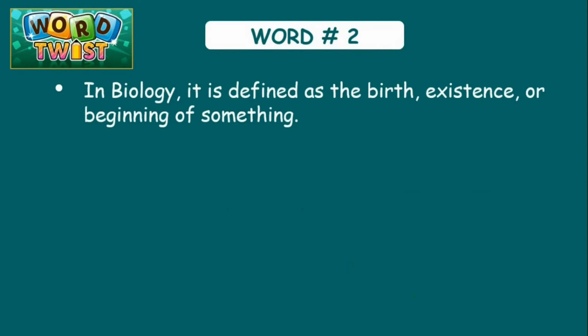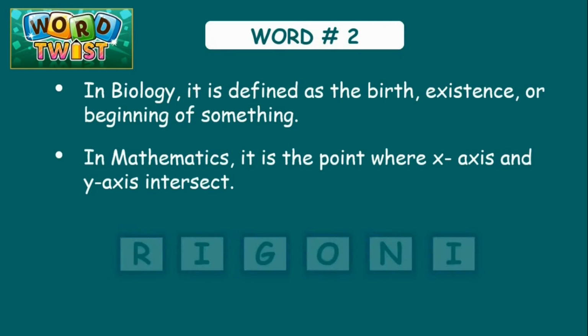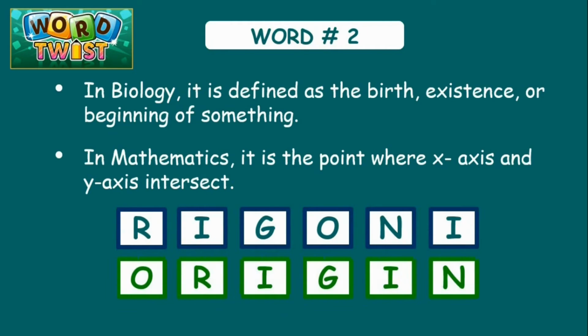In biology, it is defined as the birth, existence, or beginning of something. In mathematics, it is the point where the x-axis and y-axis intersect. Here's the word. The correct answer is origin.